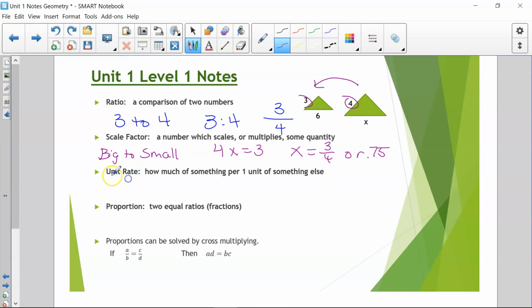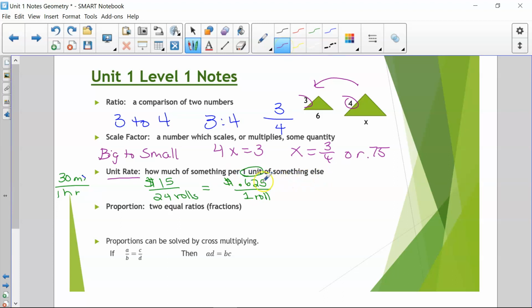A unit rate is how much of something per 1 unit of something else. So this could be like saying 30 miles per hour, and that would be 30 miles per 1 hour. Or it could be how many heartbeats per minute. And if I went to the grocery store and I was comparing toilet paper, I could say, hey, it's $15 for 24 rolls of toilet paper. If I divide that out, I would get 0.625, which is about 63 cents for every 1 roll. So that's a unit rate because it's 1 unit.